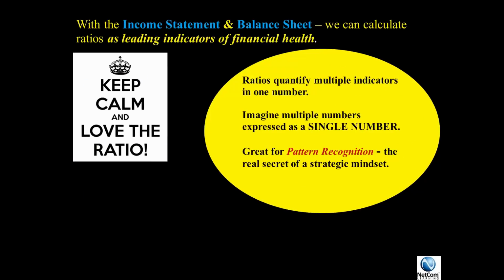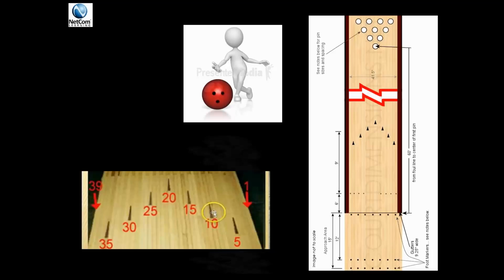Now within the income statement and the balance sheet, and we discussed the income statement in the previous webinar, we can calculate ratios as leading indicators of financial health. Now, ratios quantify multiple indicators in just one number. So imagine multiple numbers expressed as a single number, and this is great for pattern recognition, which is the real secret of a strategic mindset. Now, we always talk about leading versus lagging indicators, and to extend the analogy to a bowling example, those markings about 10 meters into the bowling lane are analogous to leading indicators, and knocking down the pins is analogous to the lagging indicator.